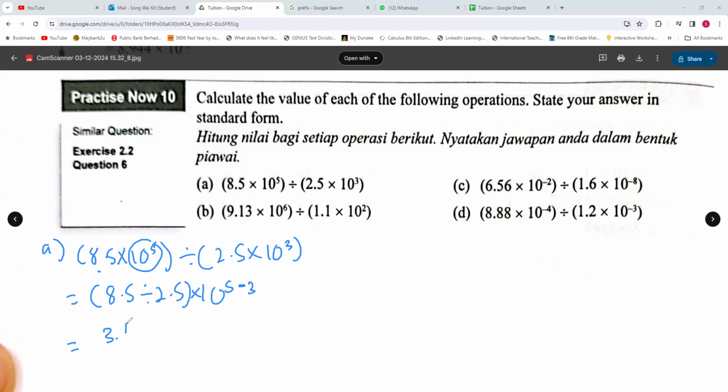So you get a 3.4. And then what is 5 minus 3? 2. So ta-da, you're finished with A. Now let's do B as well.